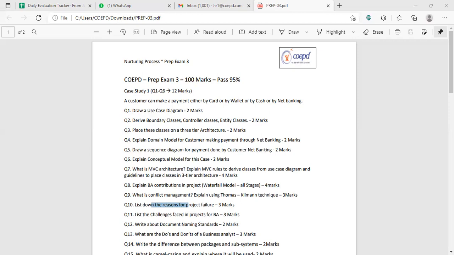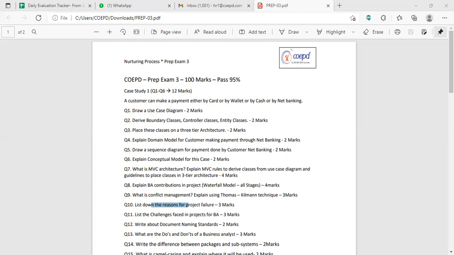Guys, please understand, questions 1 to 6 are not generic. They are very much exclusively revolving around the case study provided. So please do not give any generic answers, and please do not copy them from anywhere. You have to customize them according to the case study and answer the questions.